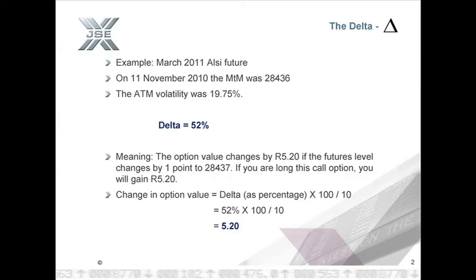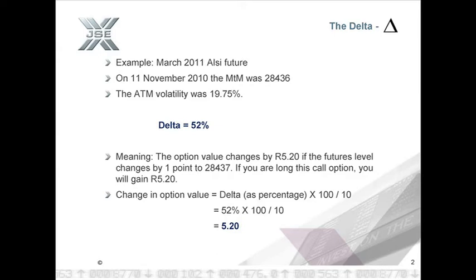Now, we calculate the delta to be 52%, as shown on screen now. What does that 52% actually mean? It means that the option value changes by R5.20 if the futures level changes by 1 point to 28,437.